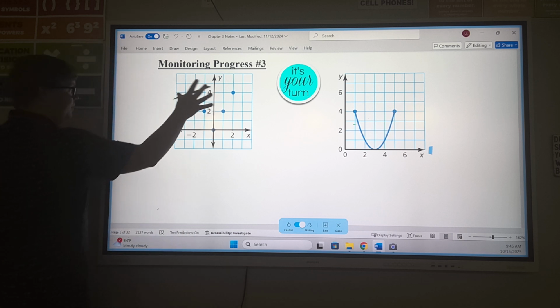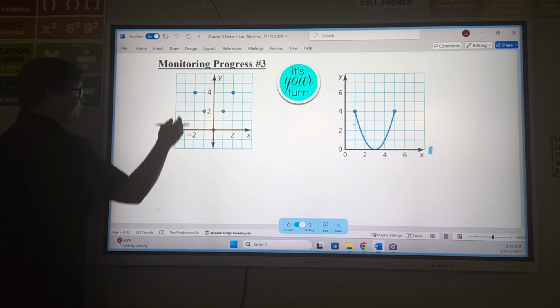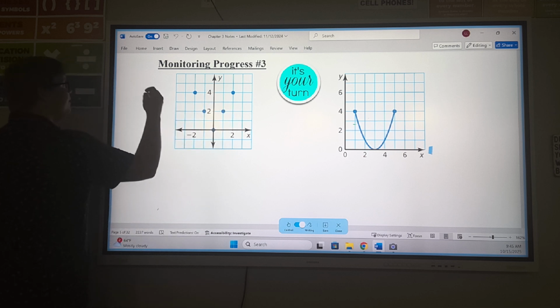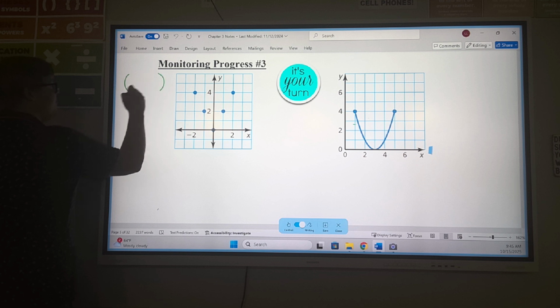The first thing that we're going to do here is write down all of our points. Let's start on the left side and work our way to the right side. So there's 5 total points. We have to have 5 total coordinates.